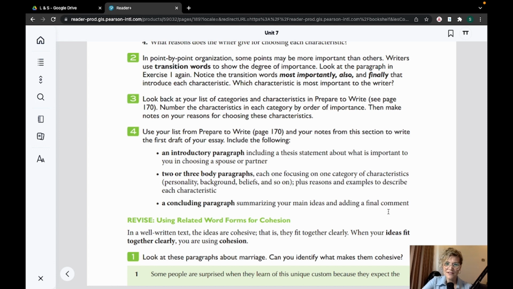Look back at your list of categories and characteristics in Prepare to Write. That was on page 170. Number the characteristics in each category by order of importance. That means the most important comes first, and then less important, less important, less important, least important. That is important for you to use as the organizational structure for your essay. That's how you will divide your ideas.